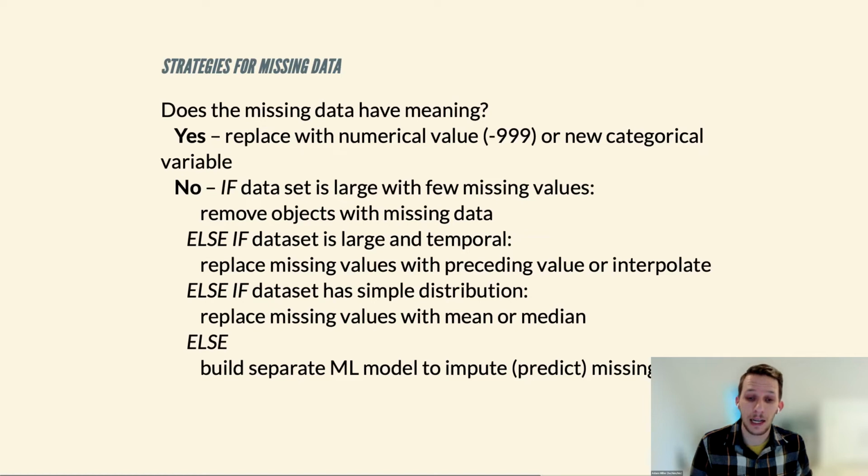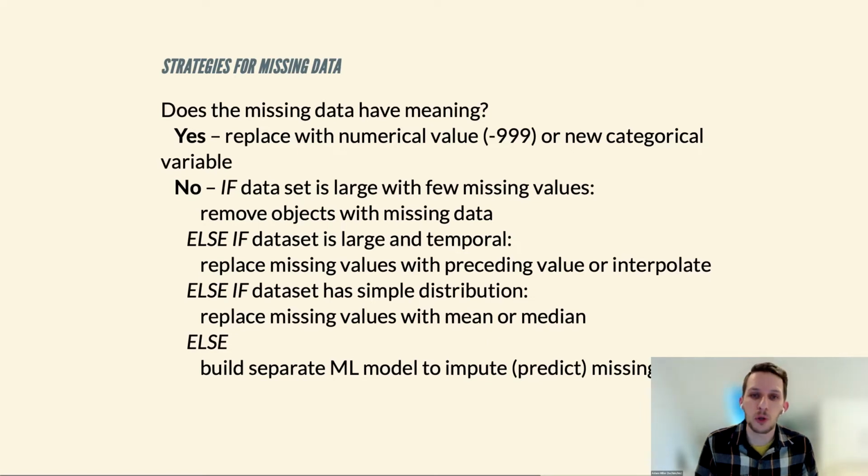If you have a large data set and everything is temporal, right? So you have a time series and your missing observations are like, oh, for whatever reason, the instrument didn't measure the flux at time t100. You can just replace those values with the previous value, or you can do a simple interpolation from t99 to t101.